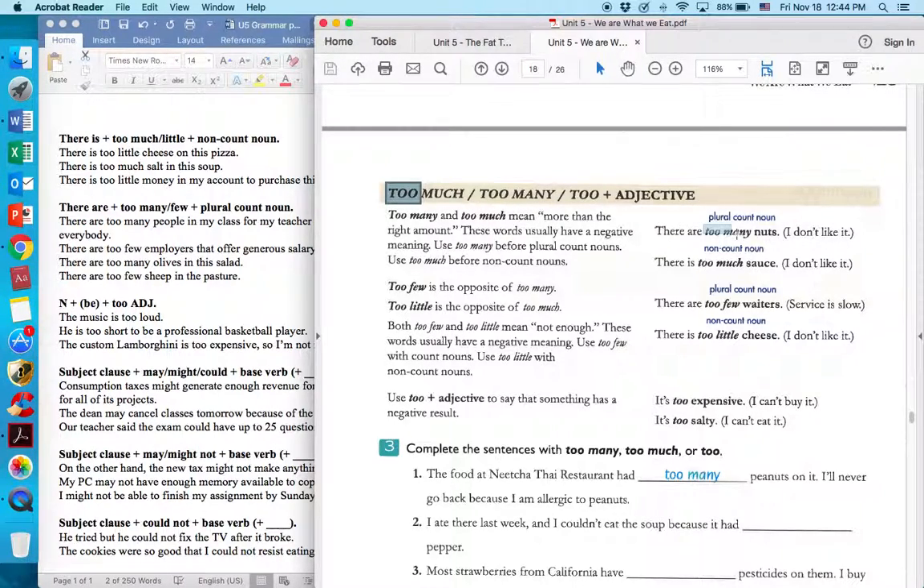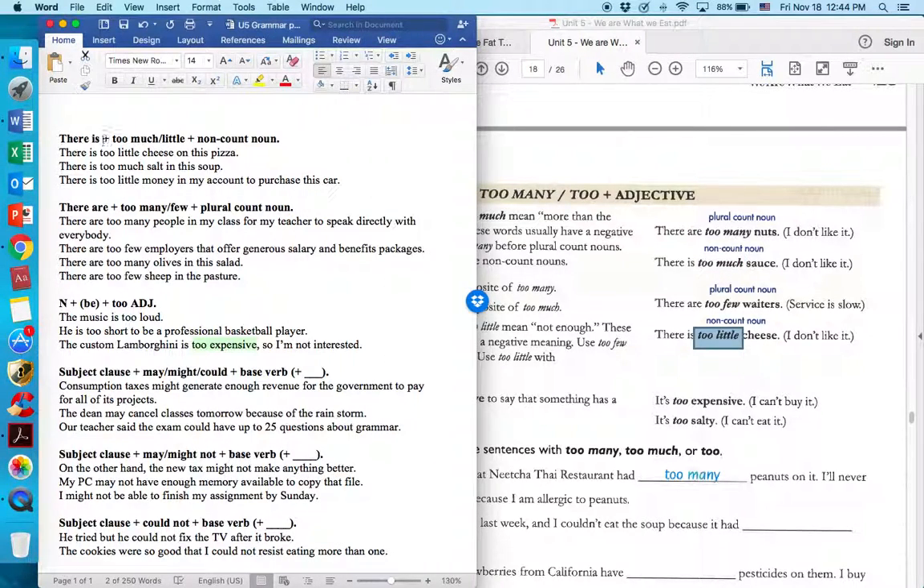We're using too many and too few with plural count nouns. Too much and too little with non-count nouns. I've got some simple grammar patterns over here. We'll use there is with these non-count nouns. So there is too much, there is too little of something. There is too much blank, there is too little blank.